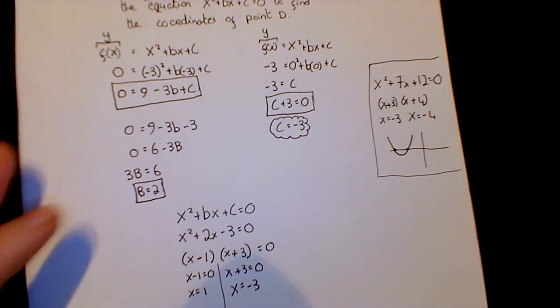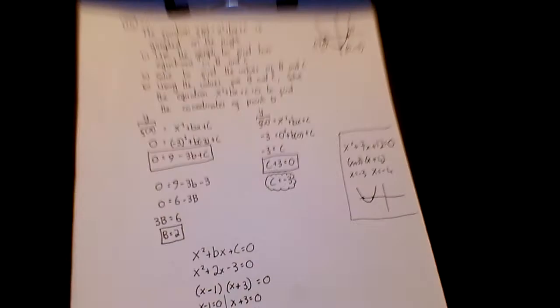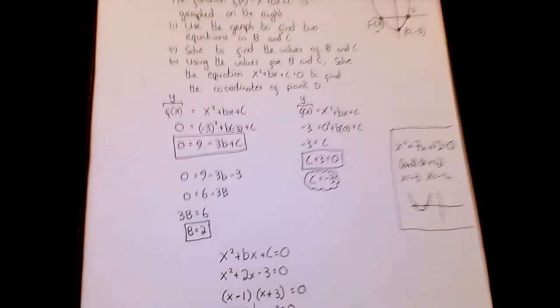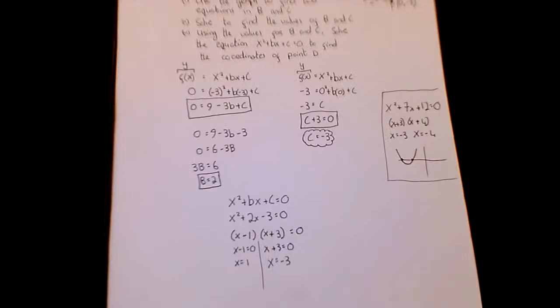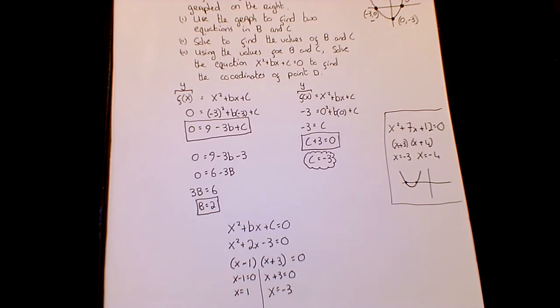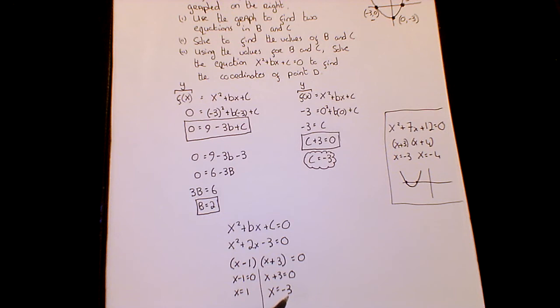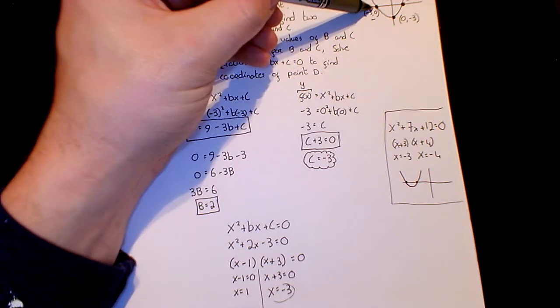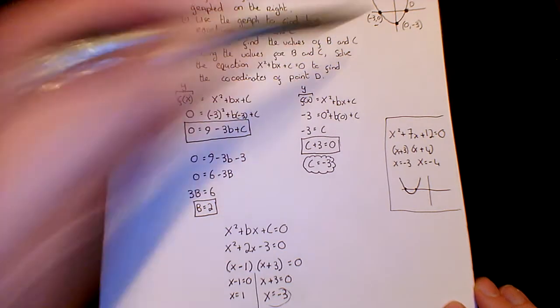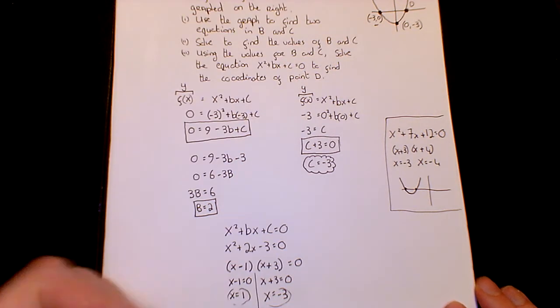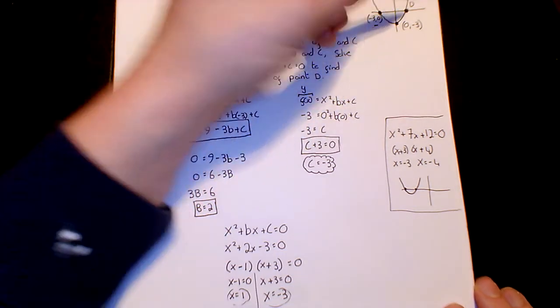Now, I just want you to look at this. I have a minus 3 here, so one of the values for x is minus 3, and I actually knew that before I even started this sum, because it's up here as well. So there it is. Now the other one, well, that's that point.